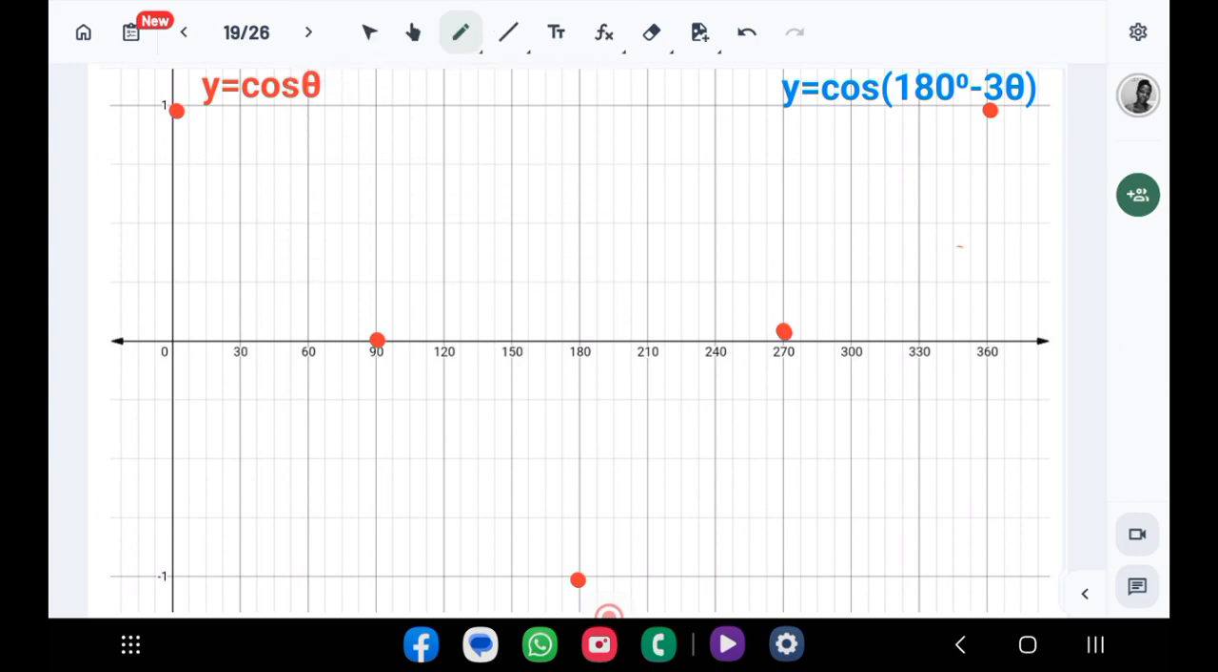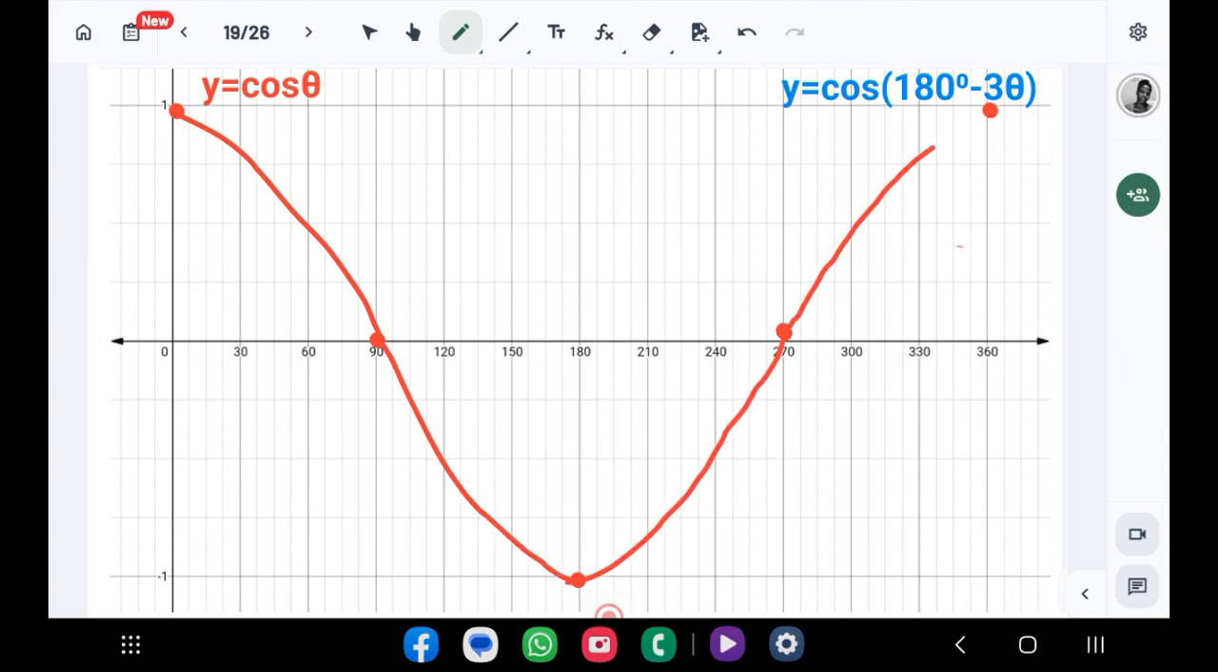Now let's join the points. That's the graph. Now let's draw the graph of y equals cos of 180 degrees minus 30.